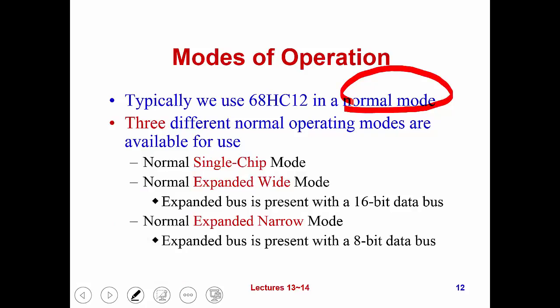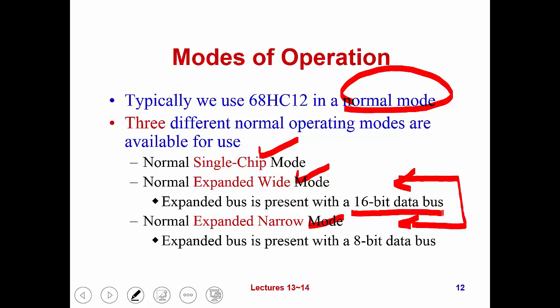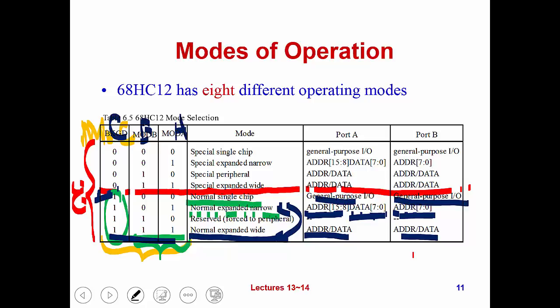So here, I refresh what we talked about: the different modes we have in the normal mode. So we have single chip mode, expanded wide mode, and expanded narrow mode. The main difference between these two is that in the expanded wide mode, the data bus is 16 bits, and for the expanded narrow mode, the data bus is 8 bits. That's why we see this here in the wide mode.